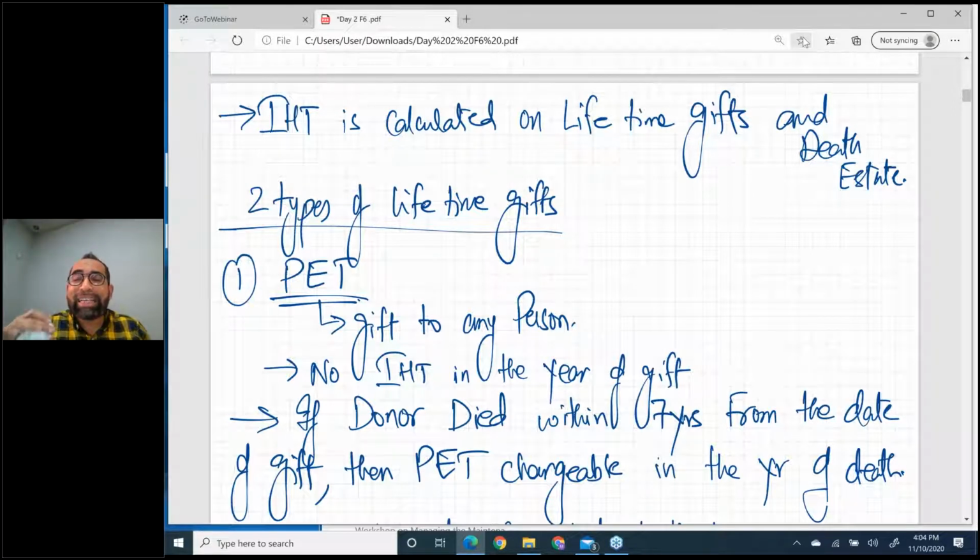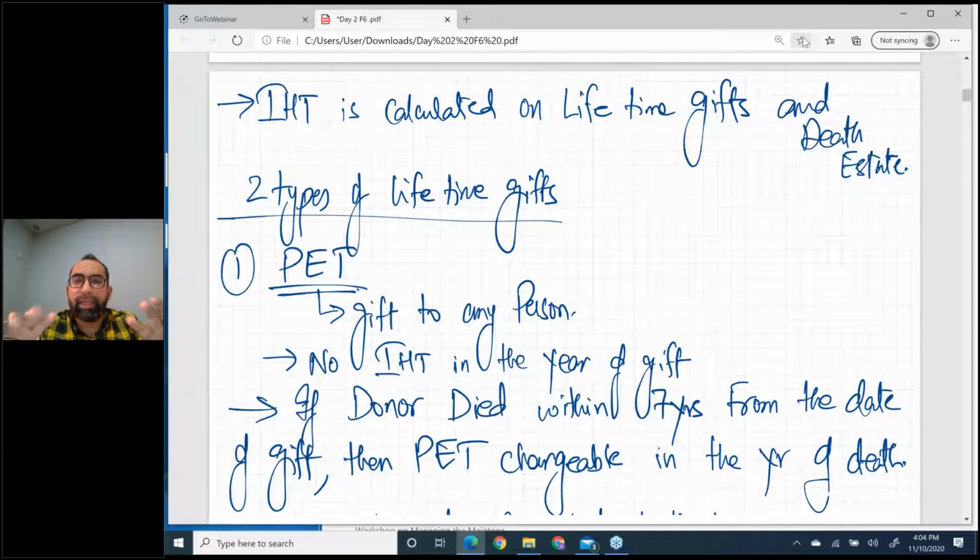Now, what is death estate? Death estate means, let us say a person has just died, and whatever is left with him or her, that total amount is the death estate. So IHT is not only applicable on death estate but also on lifetime gifts, right? Okay, so there are two major lifetime gifts. First we are going to cover the lifetime gifts.